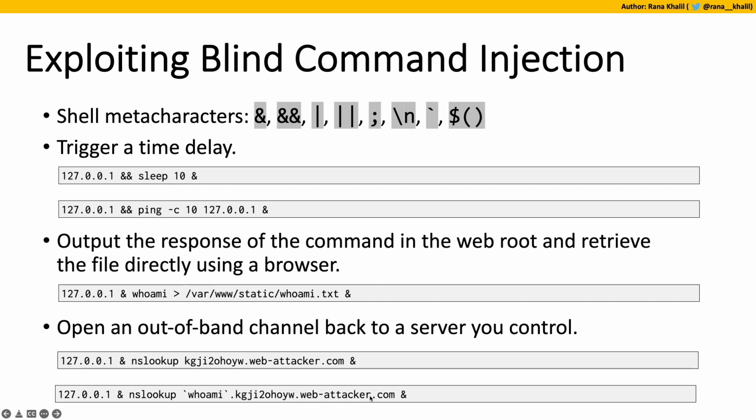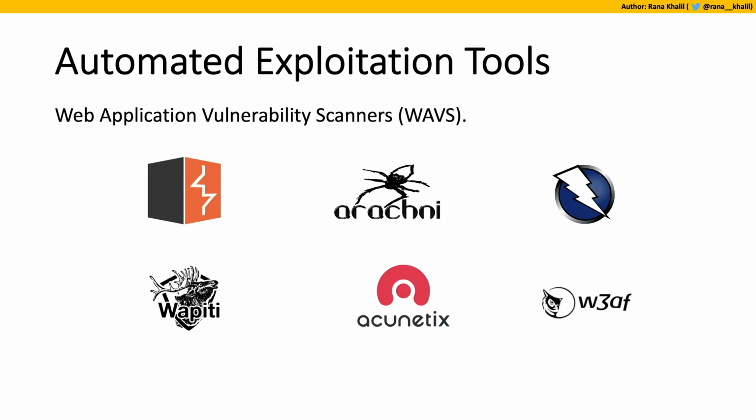And again, we have 5 lab exercises that will give you hands-on experience exploiting each one of these scenarios of command injection. All right, so we discussed how to exploit command injection vulnerabilities manually. Of course, we can't end this section without mentioning web application vulnerability scanners, which are essentially automated tools that crawl your web application and look for vulnerabilities. Now, any decent scanner should have the ability to scan for command injection.